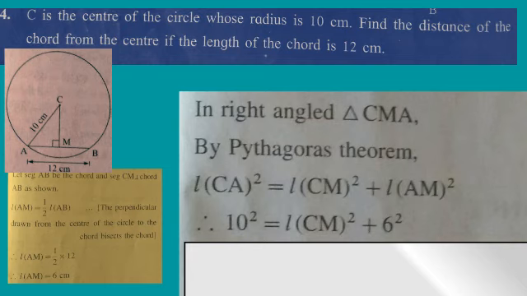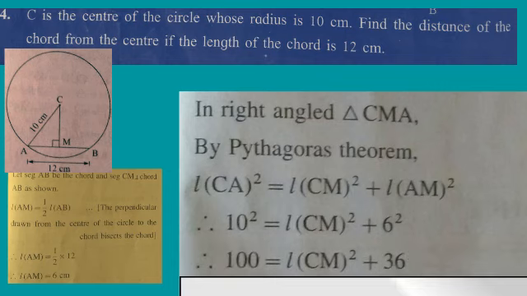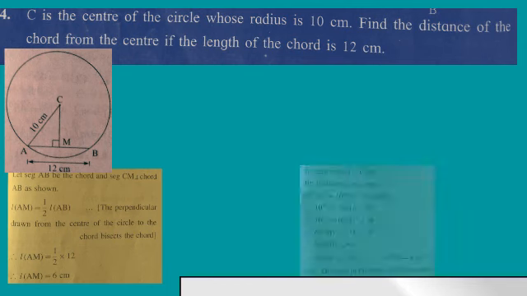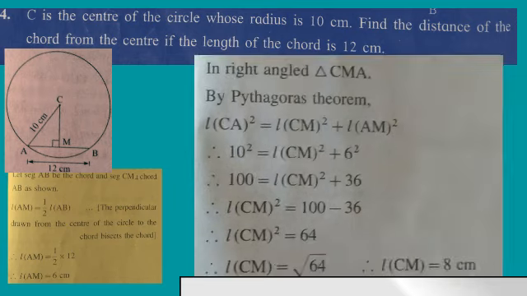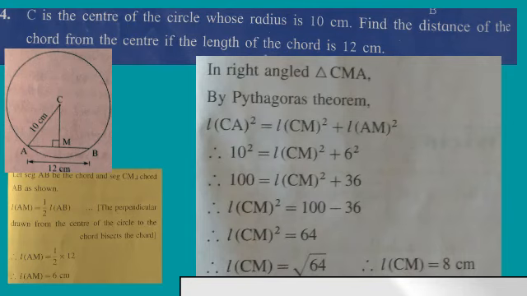Let's put the values. CA's value is 10, therefore 10 square is equal to the length of CM square plus 6 square. Now let's do the squares. The square of 10 is 100 and the square of 6 is 36. Now let's put the 36 on the opposite side by subtracting it from 100. Therefore, the length of CM square is equal to 100 minus 36. The answer will be 64. As 64 is the square of 8, we can take the square root on both sides. Therefore, the length of CM is equal to 8 centimeters.